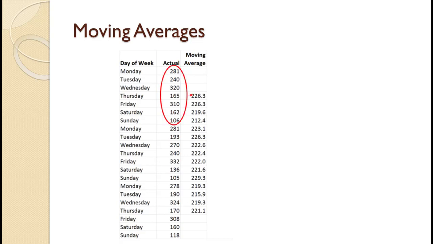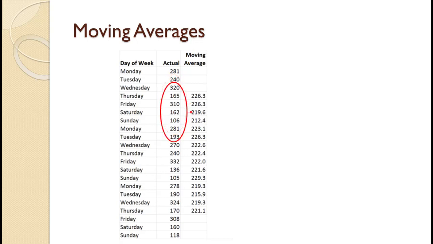For the first moving average, 281, 240, 320, 165, 310, 162, and 106 all average to 226.3. For the second moving average, 240, 320, 165, 310, 162, 106, and 281 all average to 226.3. It is just a coincidence that the first two moving averages are the same.